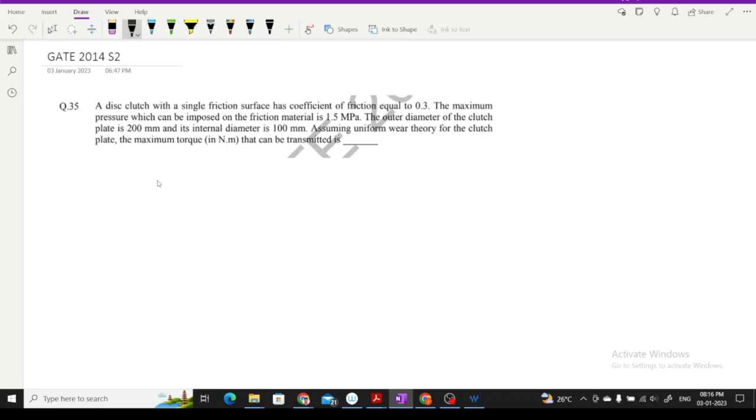Yeah, the given data is mu is given as 0.3, maximum pressure is given as 1.5 MPa. Outer diameter is 200 mm. Inner diameter is 100 mm. So now you can calculate. 530.14. Correct. Torque transmitted almost around the 530. So which equation we are going to use here?